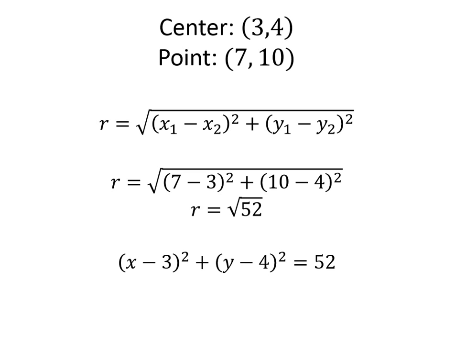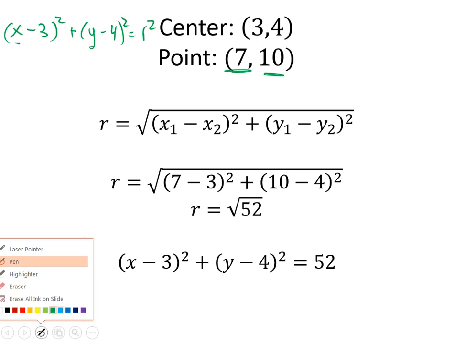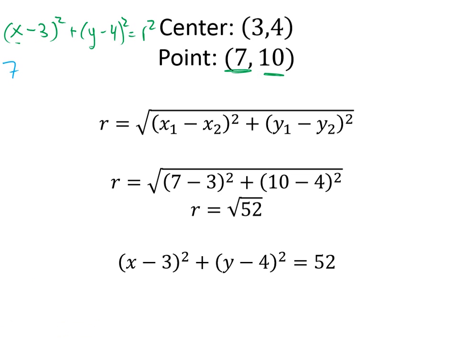The other way of doing it is to take this information, set up your circle, so x minus 3 squared plus y minus 4 squared is equal to r squared. And we want to find r squared. So what we're going to do is take this 7 and this 10 and plug it in for the x and y. So when we plug it in, we're going to have 7 minus 3, that whole thing squared, and then 10 minus 4, that whole thing squared, is equal to r squared.